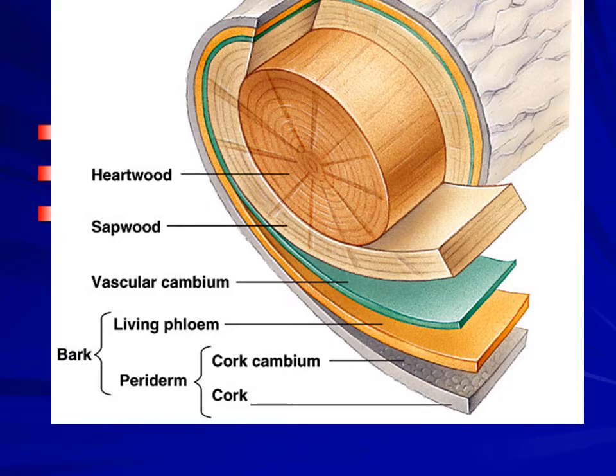Just another look at wood. You're going to learn a lot more about wood from Wayne, so I don't want to get too lost here. But again, we're talking about mature dicots. So we have xylem and we have vascular cambiums, we have phloem on the outside, then we have cork cambiums, and we have cork or bark.